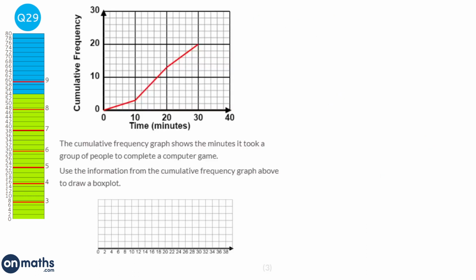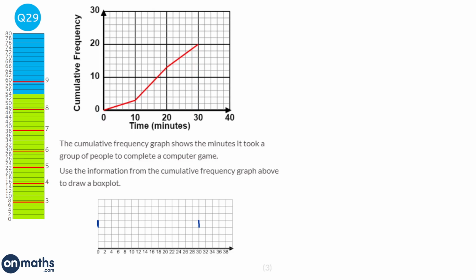So to draw a box plot, we need 5 points. We need the lowest point, lower quartile, median, upper quartile, and highest point. We already have the lowest and highest points, so we can put those onto our box plot now. The lowest point is at 0 and the highest point is at 30, as we can see on the cumulative frequency graph. So we need to now find out where the median is.